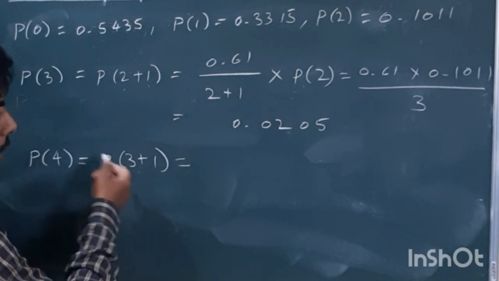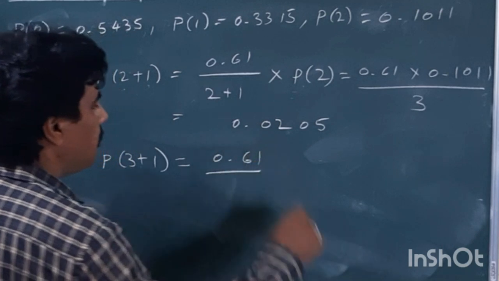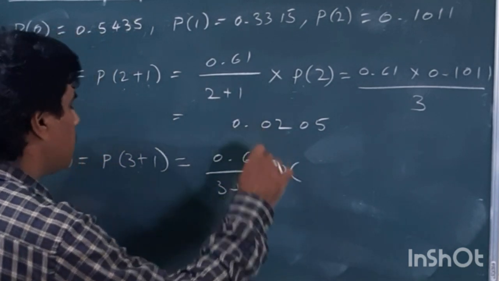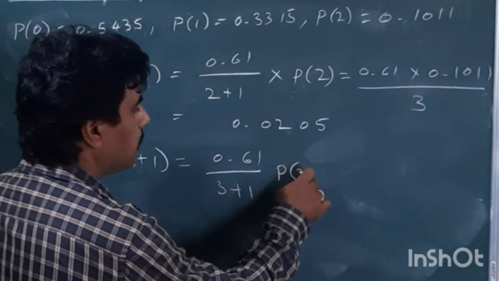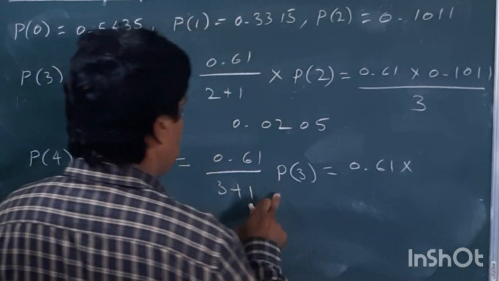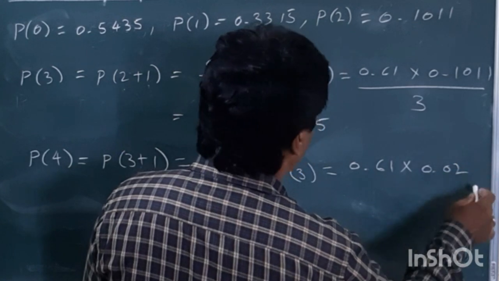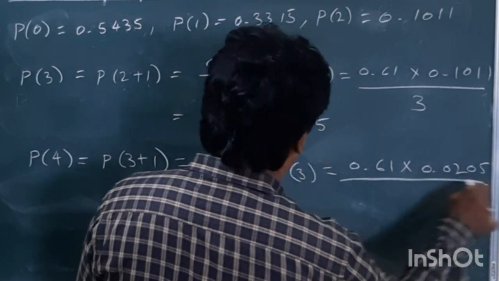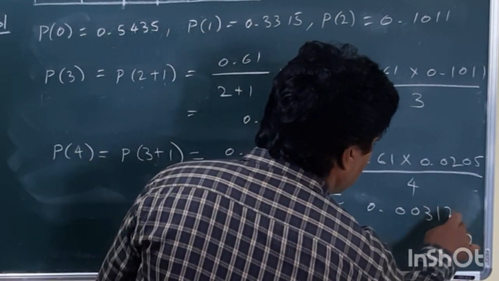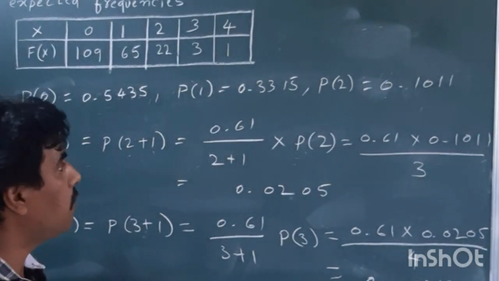Now let us find out the probability for x is equal to 4, that is probability for 3 plus 1. Here x is 3. Therefore by the recurrence formula we have 0.61 by x plus 1, that is 3 plus 1, into P of x, P of 3. That is 0.61 into P of 3 value 0.0205 by 3 plus 1. On computing, we get 0.00312.